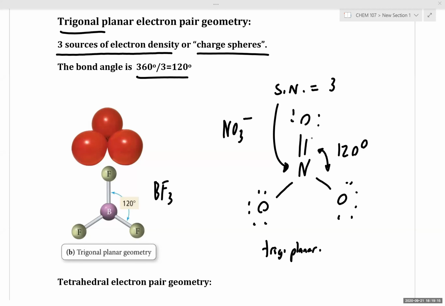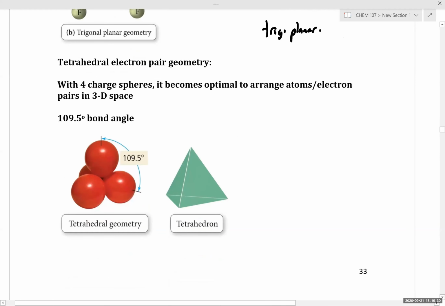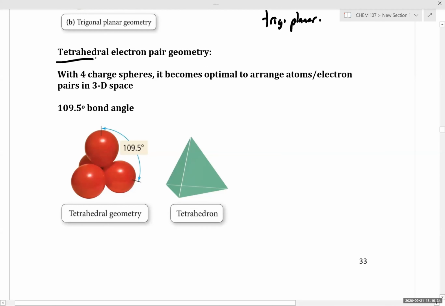Okay, so let's keep going and look at our next major geometry. Our next major geometry is the tetrahedral electron pair geometry. It happens to look very similar to a tetrahedron or your typical four-sided dice, otherwise known as a D4. So we have four charge spheres, useful for memorization because there's a lot of parallels with the fact tetrahedron, four-sided. When you have four charge spheres, it becomes optimal to arrange your atoms and electron pairs in 3D space. So the tetrahedral geometry has three-dimensional character.